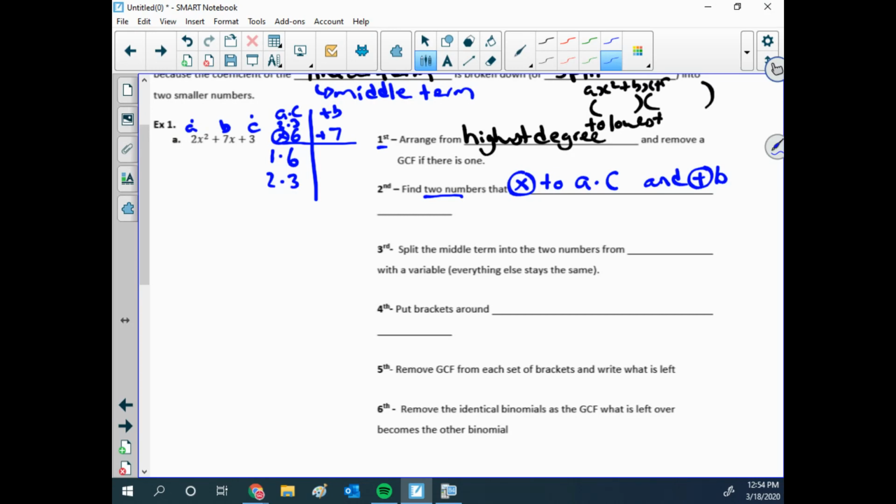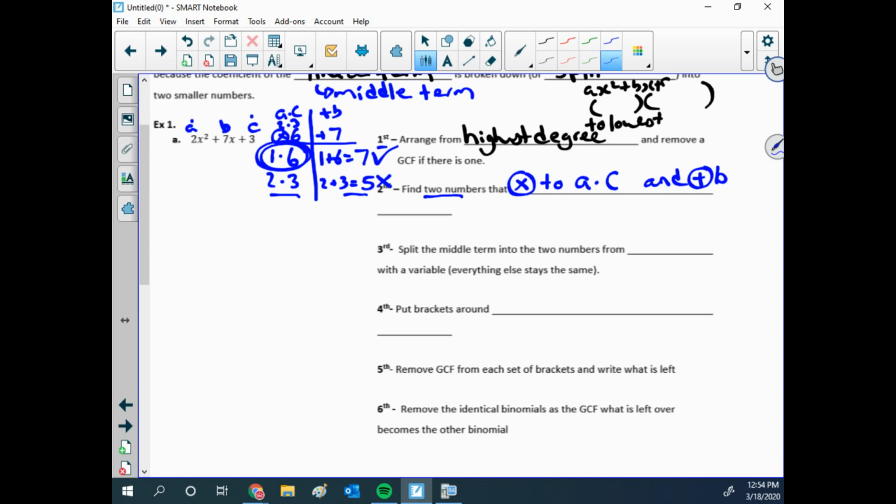So 2 plus 3 is 5. Well, does that satisfy my conditions? Do these two numbers multiply to 6 and add to 7? No. So this line is not the one I'm going to use. 1 plus 6, however, does add to 7. So these two numbers are the numbers that I'm looking for.